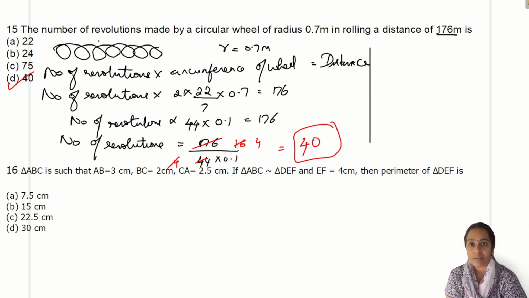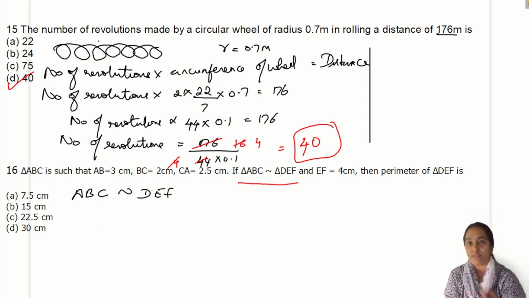So we have here triangle ABC such that AB is 3 centimeters, BC is 2 centimeters and AC is 2.5 centimeters. The question says ABC and DEF triangles are similar, and EF is given to you, which is 4 centimeters. Perimeter of DEF is asked in the question. So write it down: triangle ABC is similar to triangle DEF.